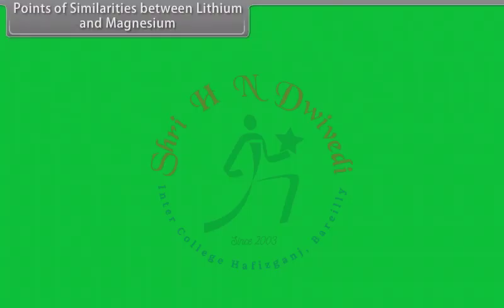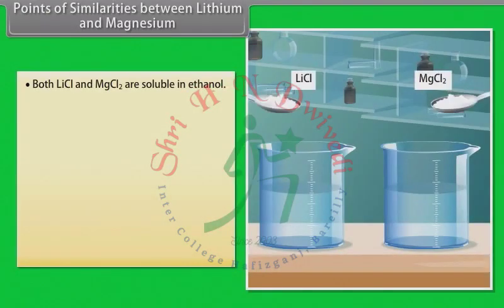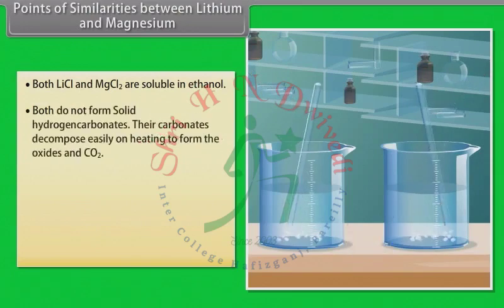Points of similarities between lithium and magnesium. Both LiCl and MgCl2 are soluble in ethanol. Both do not form solid hydrogen carbonates. These carbonates decompose easily on heating to form the oxides and CO2.